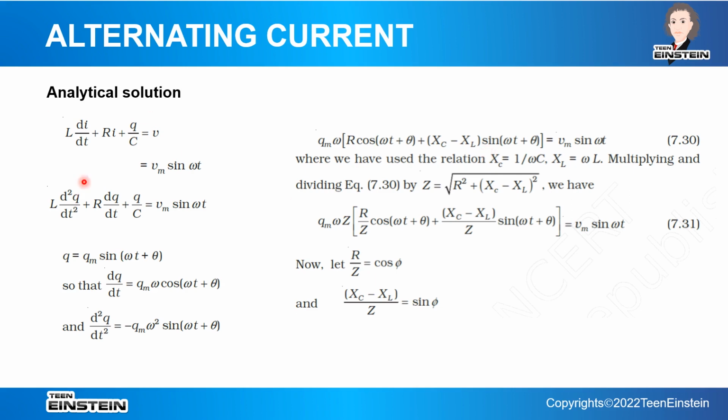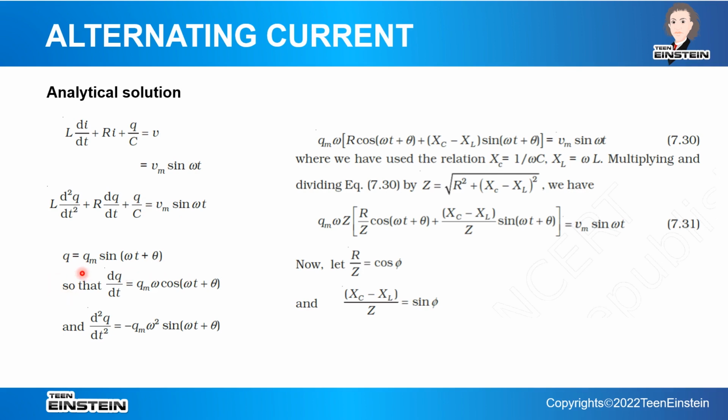Okay. So let's look at the equation again. This is where we started. This is Kirchhoff's law. So now we have in the right hand side Vm sin omega t. So this is the overall equation. So whenever you want to solve a differential equation, you can assume a general solution. So I'm going to assume a solution of q equal to qm sin omega t plus theta.